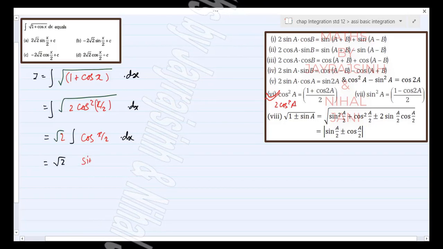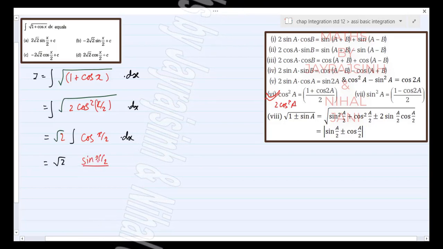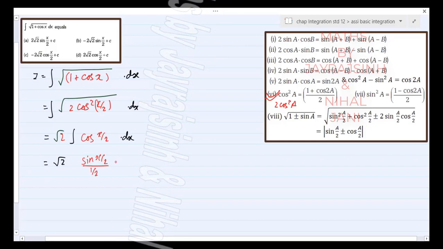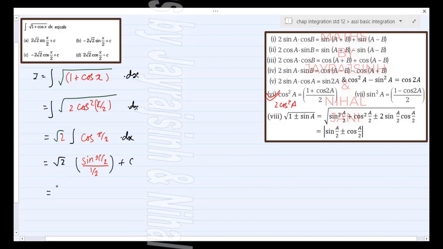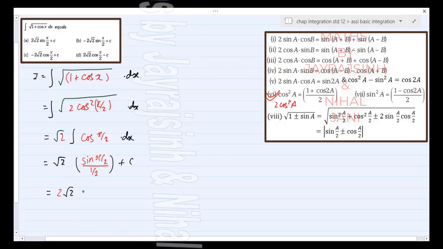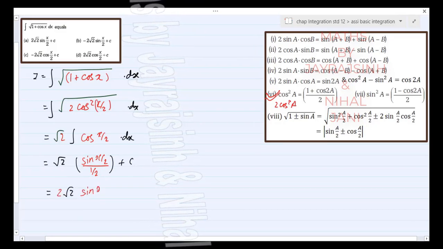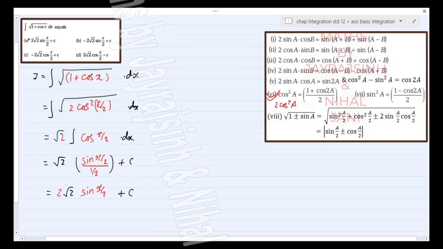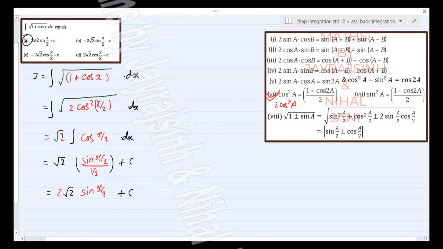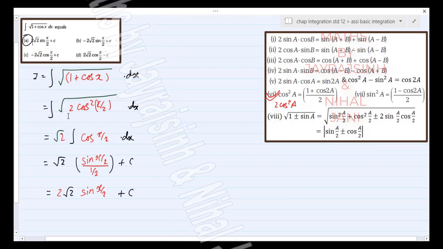So integration of cos x by 2 can be easily done as sin x by 2 upon coefficient of x, which is 1 by 2. So we get 2 root 2 sin x by 2.